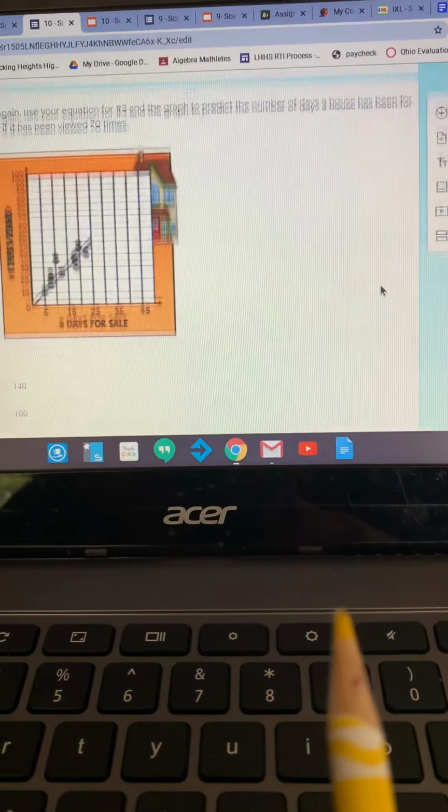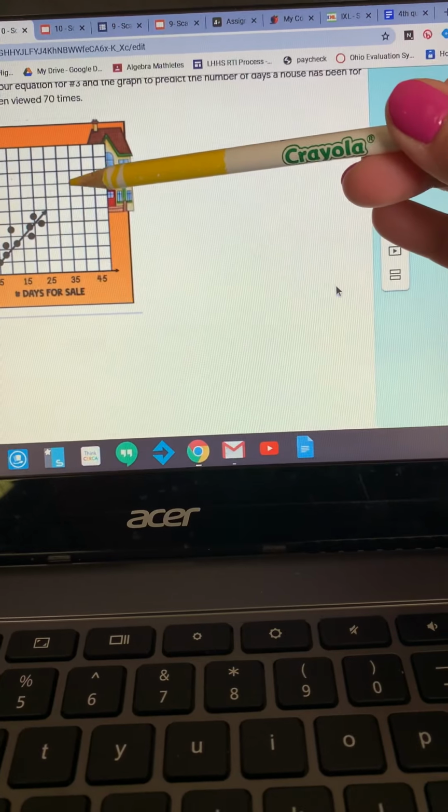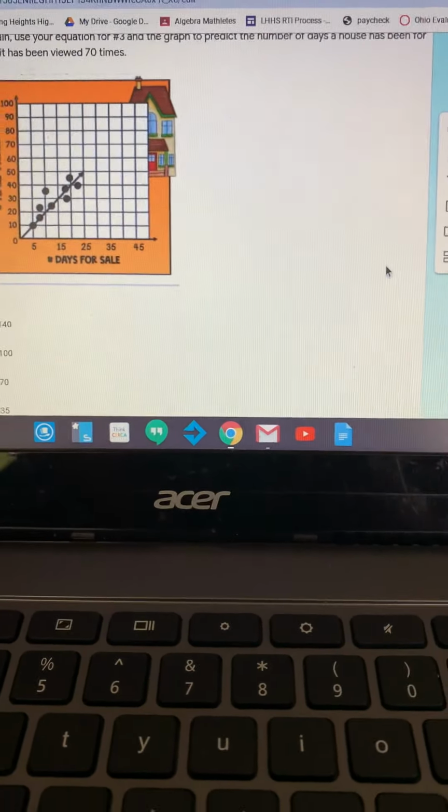And then again, use that equation. If it had been viewed 70 times, so that's 70, how many days was it on the market? It's probably 35. Good luck.